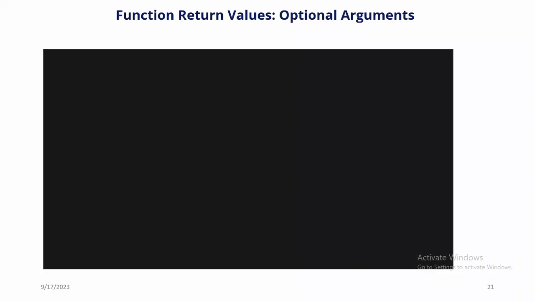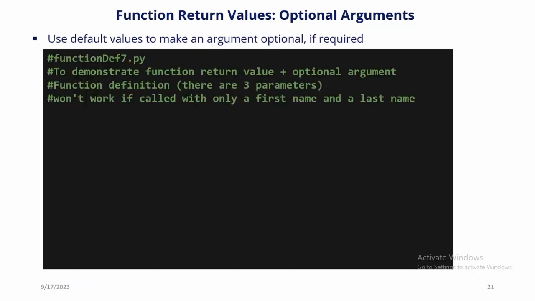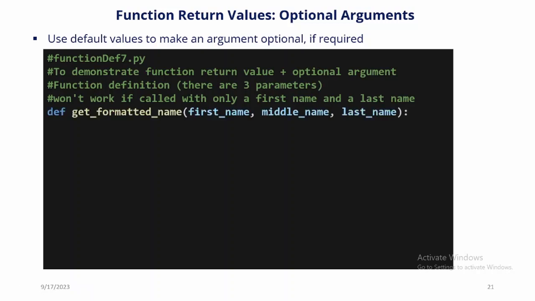So function return values can also have something called optional arguments. We can use default values to make an argument optional if required when returning values. Look at example 7. We say get formatted name, first name, middle name, last name.